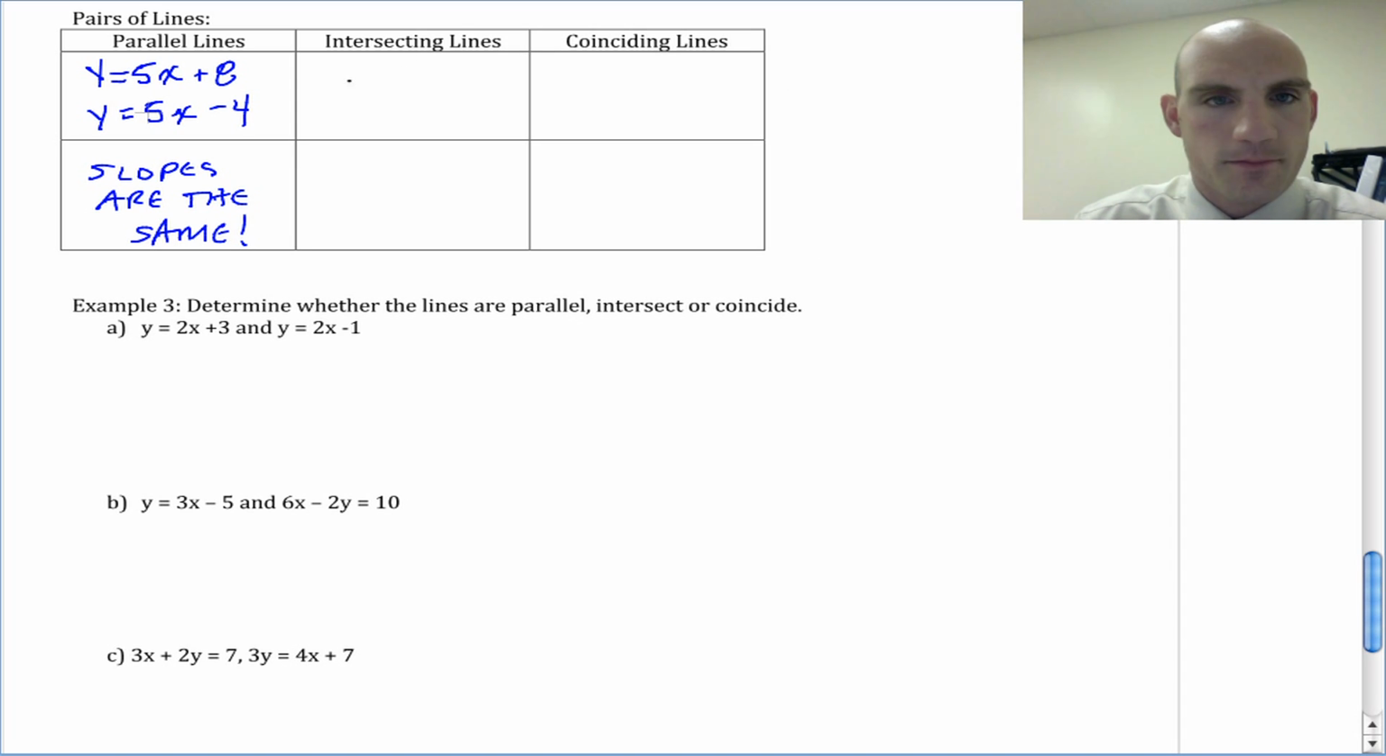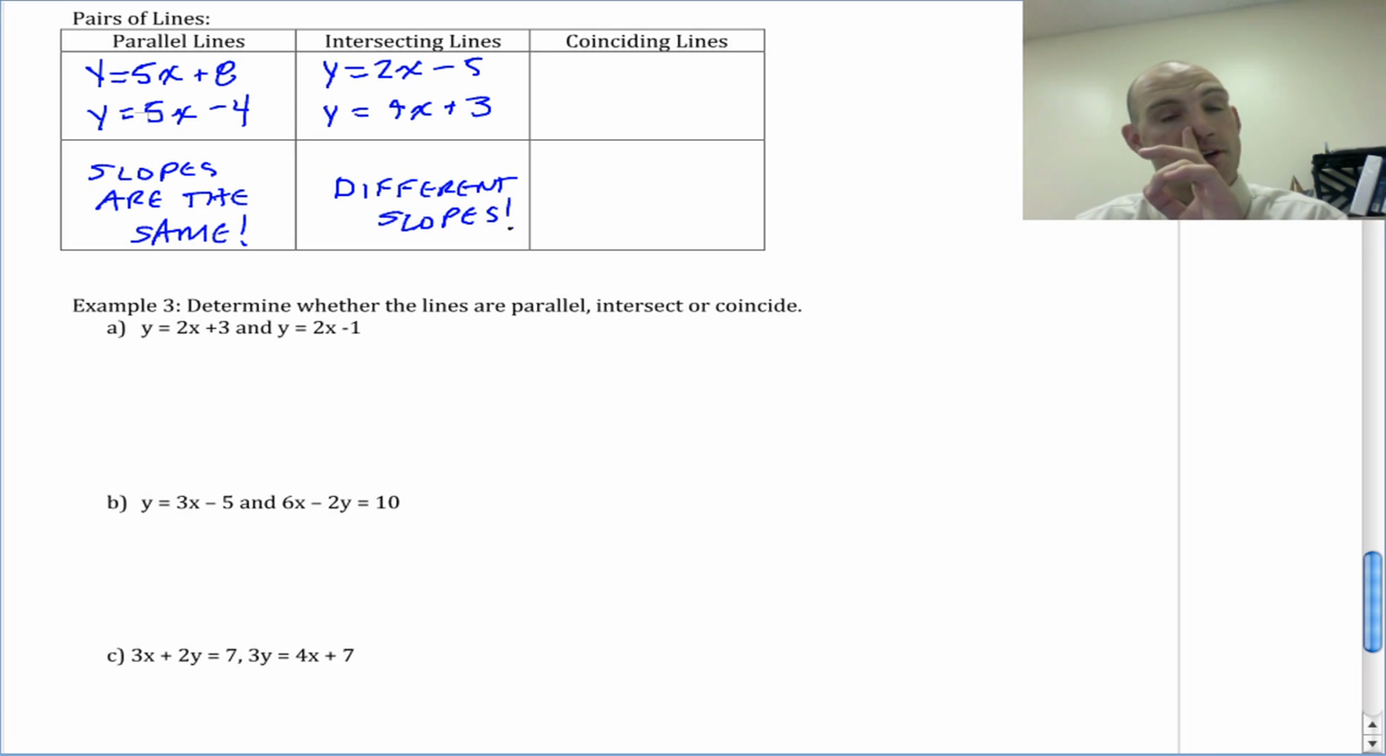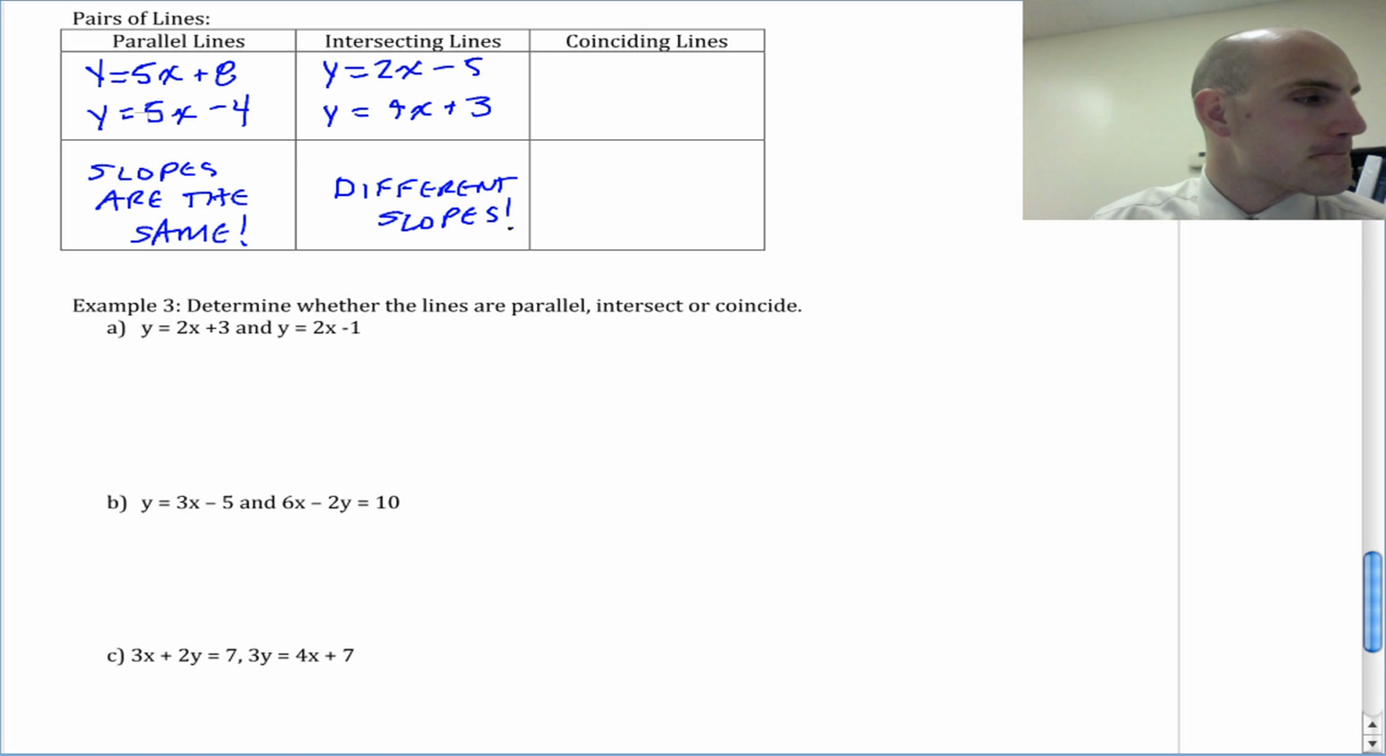Intersecting lines are going to be like this. Y equals 2x minus 5 and y equals 4x plus 3. That's going to give me different slopes. Different slopes for different folks. What can I say? Okay?